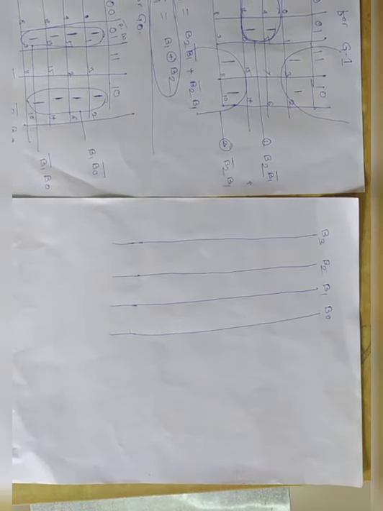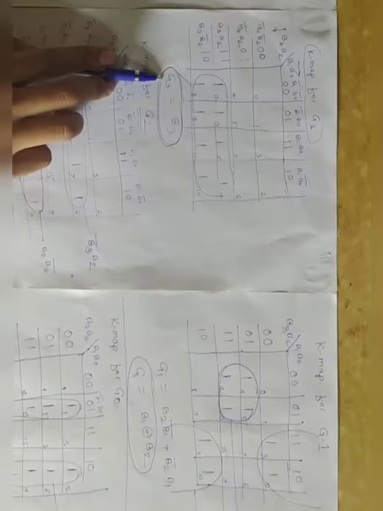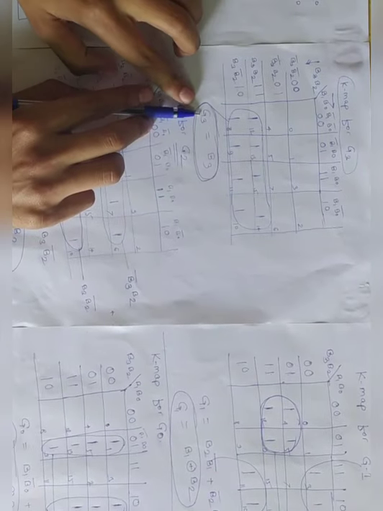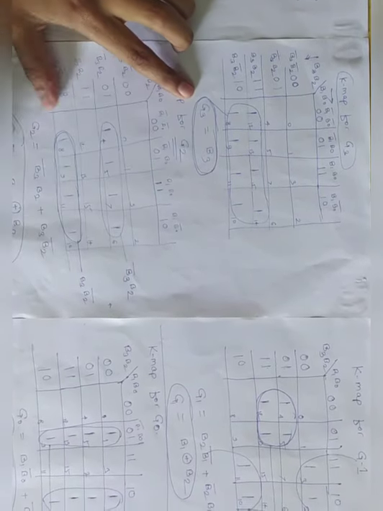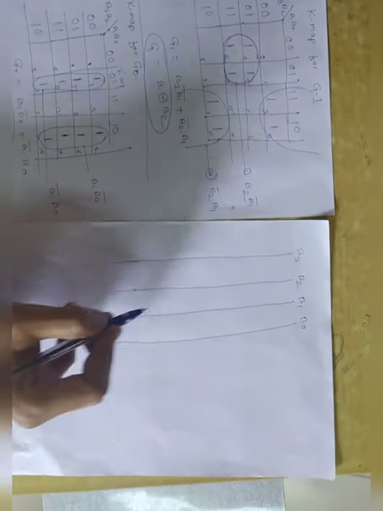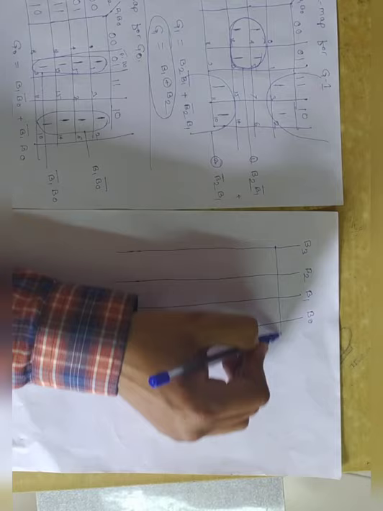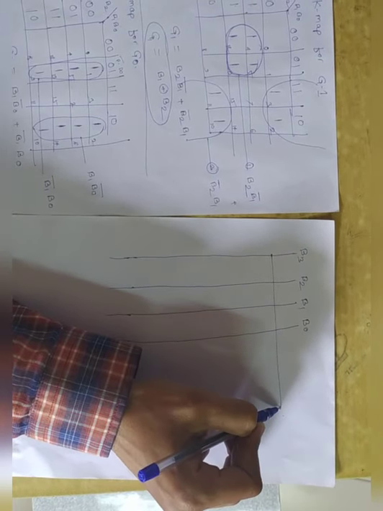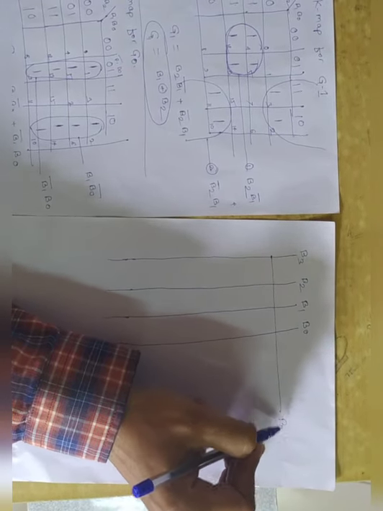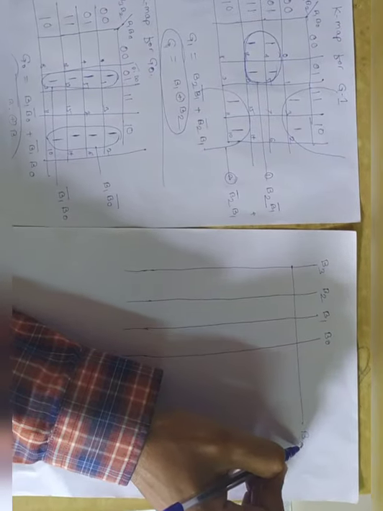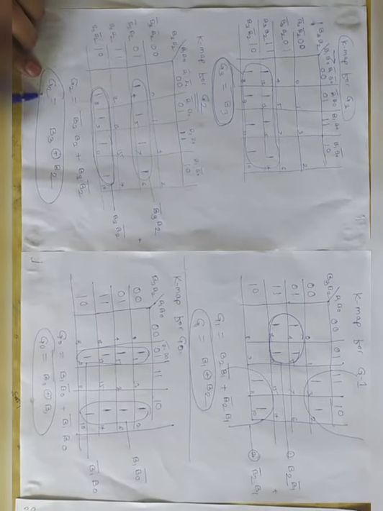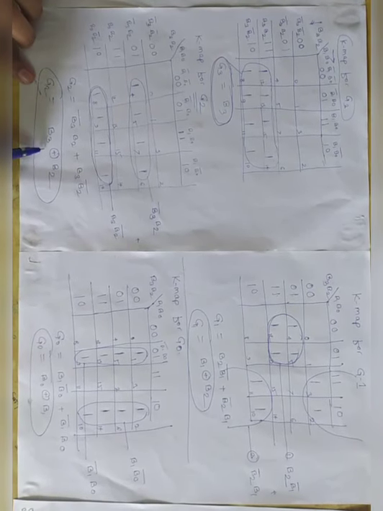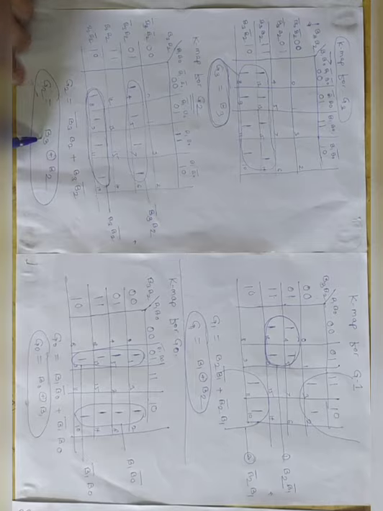Now the outputs, here is my output G3. Okay, now G3 is equal to B3. So I can directly draw this B3 line as my output. All right, this is my B3. Okay, now the second one, my output is G2. For G2 this is your XOR gate, B2 XOR with B3.